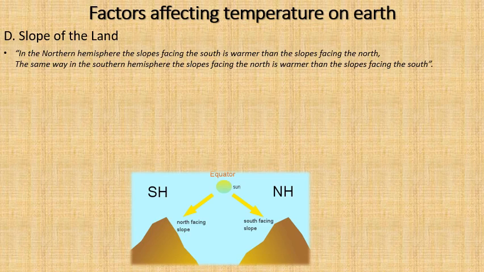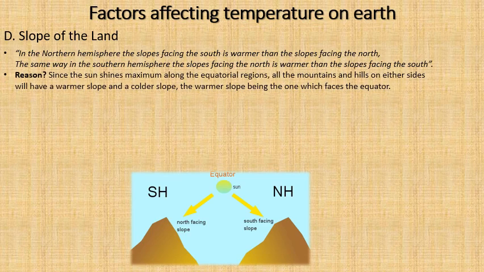So any mountain range which has a slope facing southwards, which means it is facing towards the equator, or any mountain range in the southern hemisphere which has a slope facing towards the equator, which is facing northwards, will be warmer than the other slopes. So that's the reason. Since the sun shines maximum along the equatorial regions, all the mountains and hills on either side will have a warmer slope and a colder slope. Obviously, the warmer slope will be the one which faces the equator.